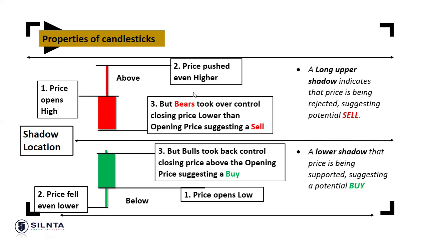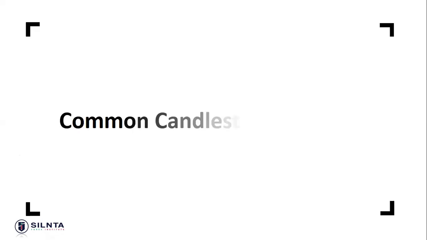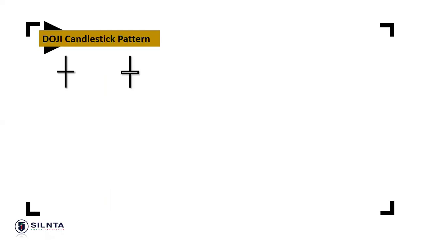A lower shadow, that price is being supported, suggesting a potential buy. Then we move to the common candlestick chart patterns. The first one that we find is the doji candlestick. This one looks like a cross. Let's study the behavior of this doji.